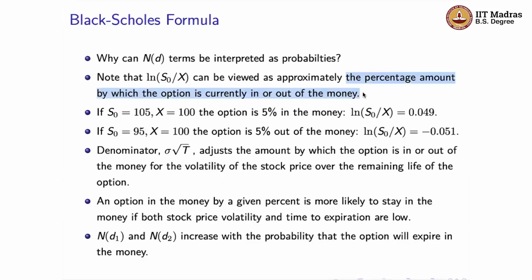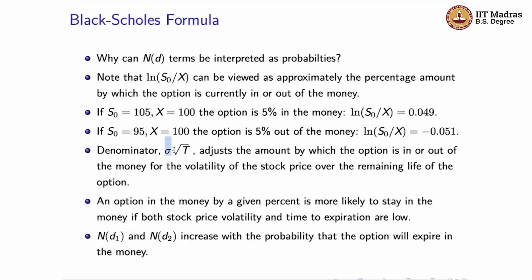Why do we have this denominator as sigma root T? Because this is, roughly speaking, again adjusting the amount by which the option is in or out of the money. So this was the numerator, and this is the volatility of the stock price over the remaining time of the option. So this is the remaining time of the option, and this is the volatility of the underlying stock.